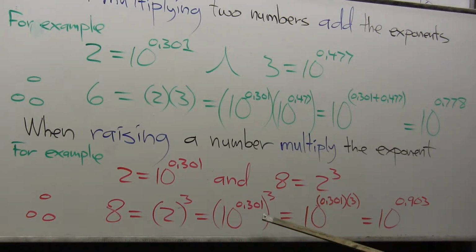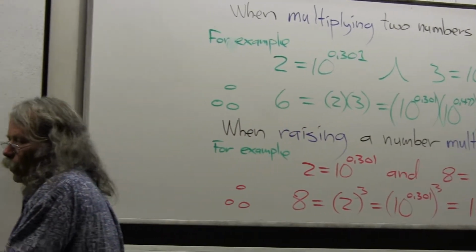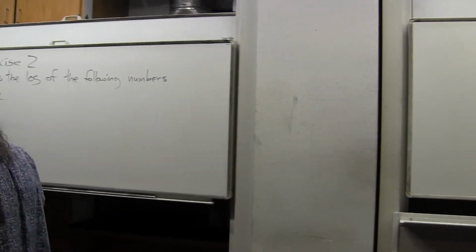Well, at this point, when I'm raising an exponential number, I multiply the exponents. So this is equal to 10 to the 0.301 times 3. So when I'm raising, I multiply, and that happens to be equal to 10 to the 0.903. So now let's talk about exercise number 2, which is going to give you practice in doing this.